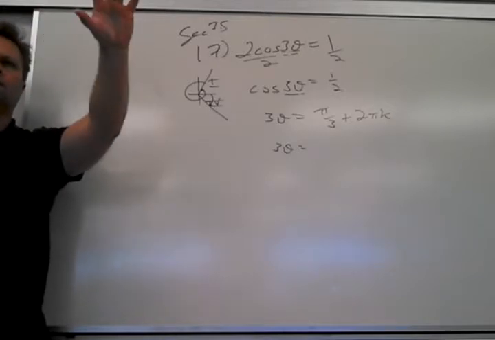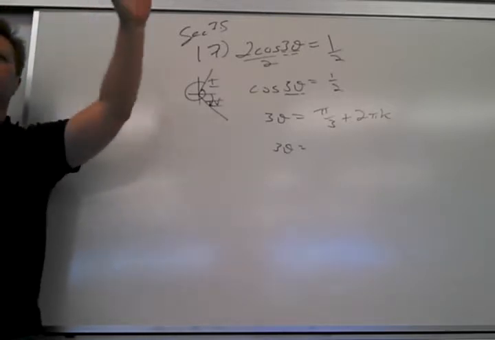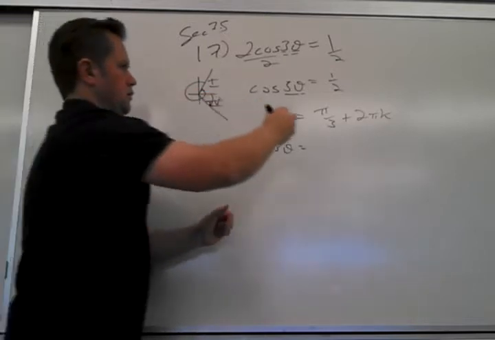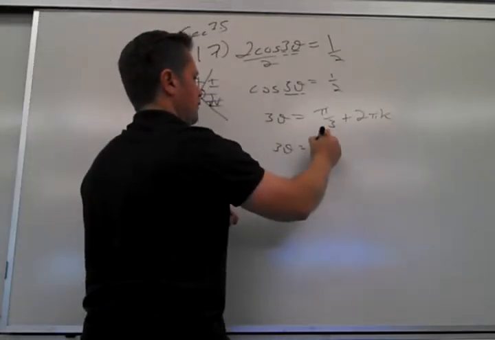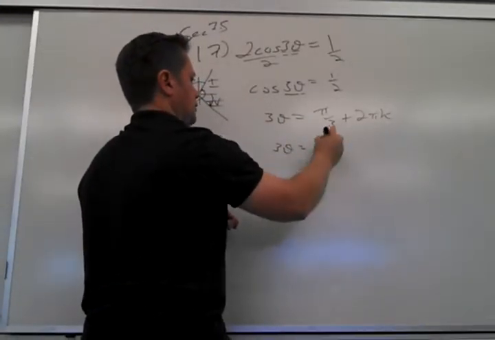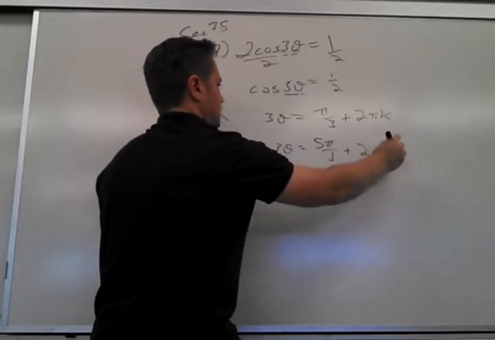You guys with me? Pi over 3 plus 2 pi k. Yeah. So that's 5 pi over 3, and then you give it its own series of rotations.